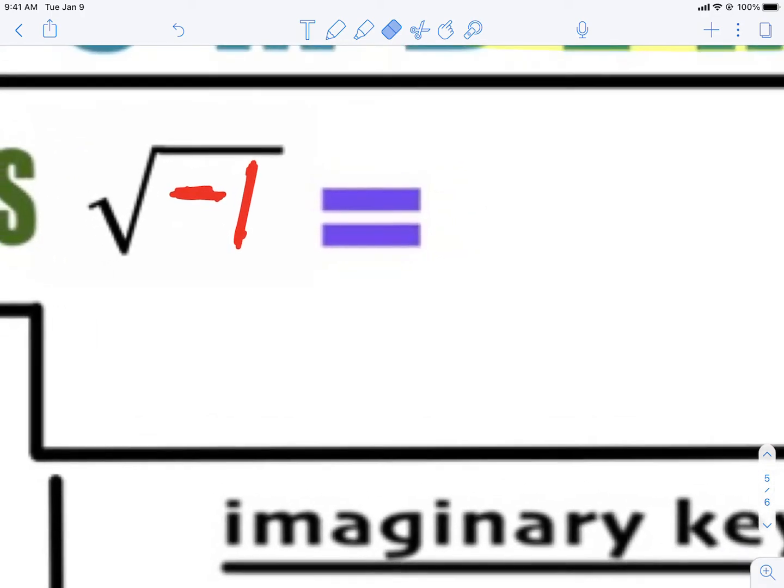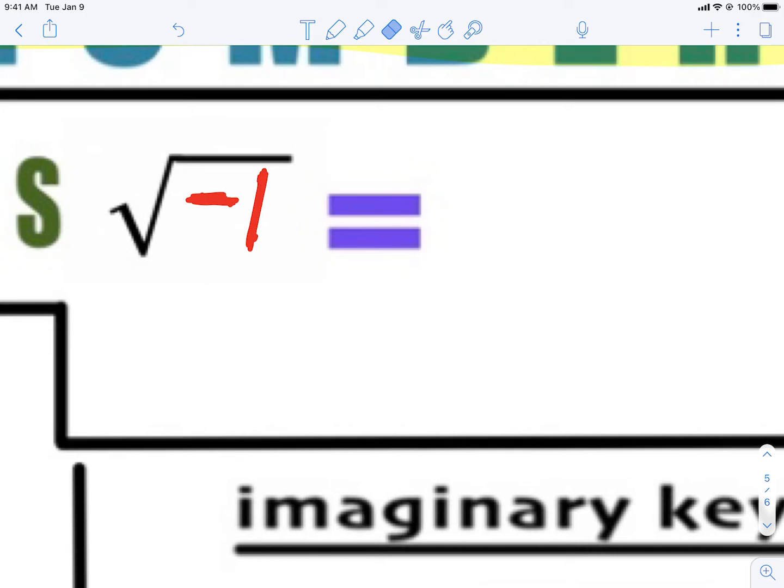Let's try 1 times 1, which is positive 1. That doesn't work either. 0? No, 0 times 0 is 0. That doesn't work. So this is the dilemma that mathematicians came up with. There is no square root of negative 1, right?